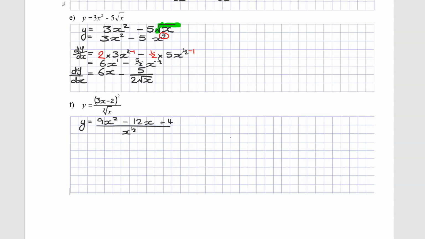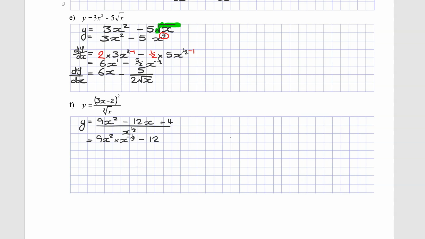third. Going onwards, we're going to have 9x squared times x to the negative third. Because this one is now in the numerator, it becomes a negative third. And we're splitting all of these terms up.